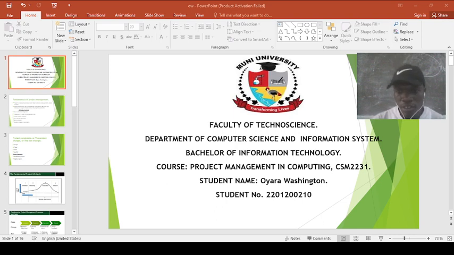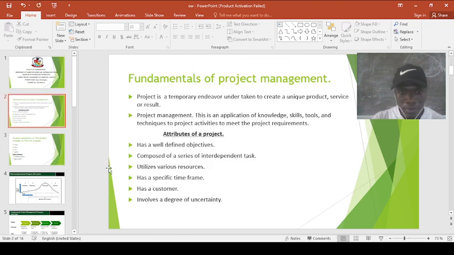Here we are going to discuss project management in computing. Let's begin with the fundamentals of project management in computing. Let's begin by defining what a project is. A project is a temporary endeavor undertaken to create a unique product, service, or result.